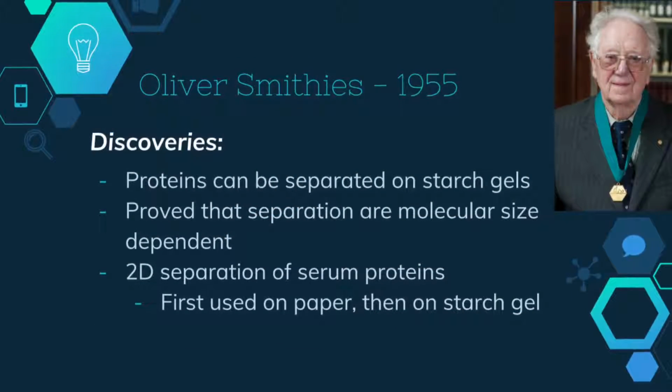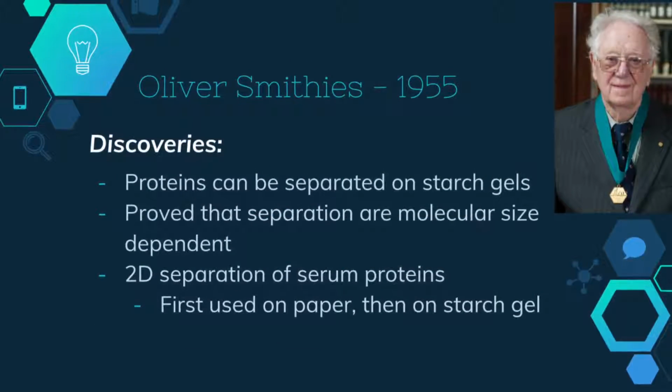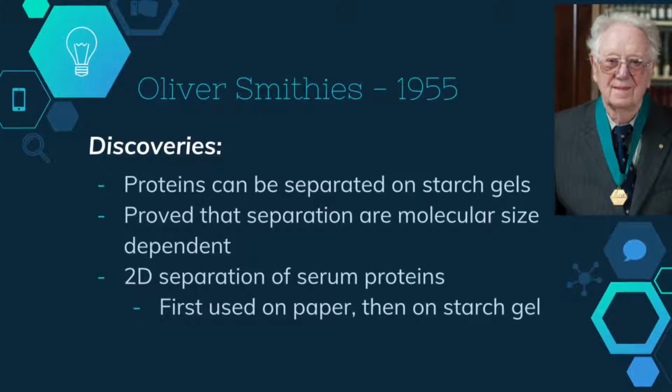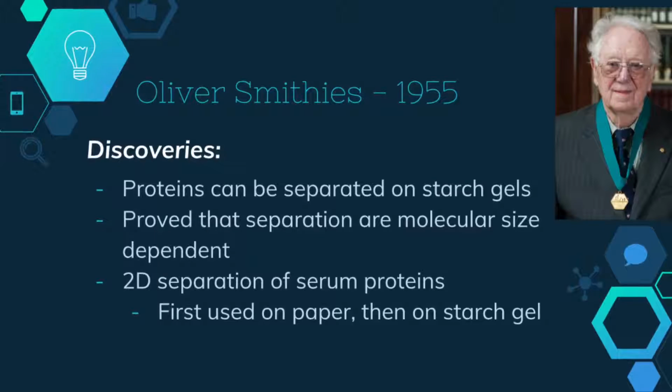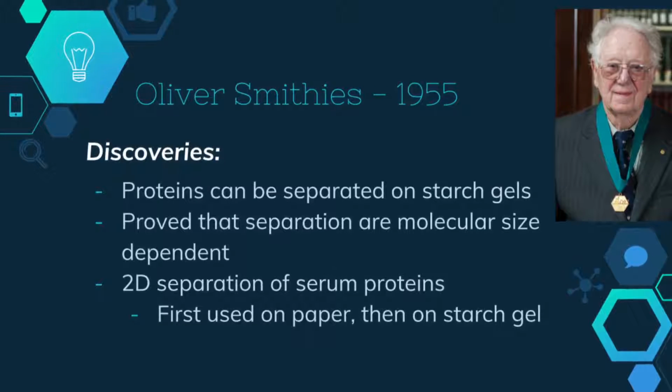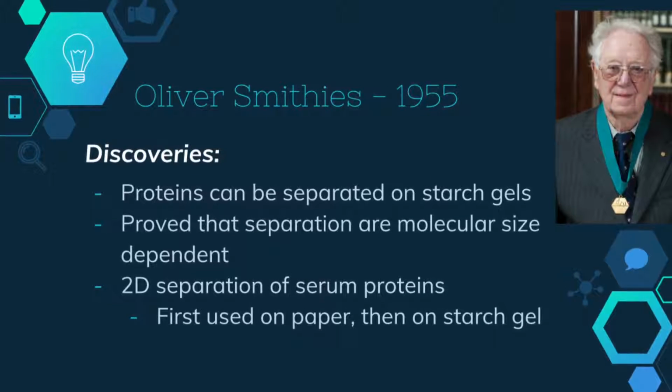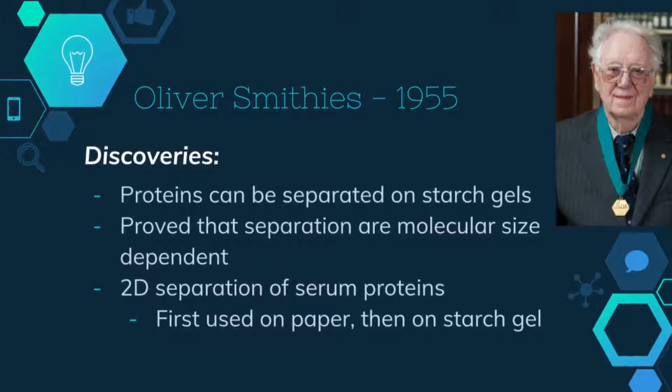Oliver Smithies, a British-American physical biochemist, made many important discoveries in 1955. He first realized that proteins can be separated on gels, or more specifically, starch gels. He then proved that separation with electrophoresis is molecular size dependent.